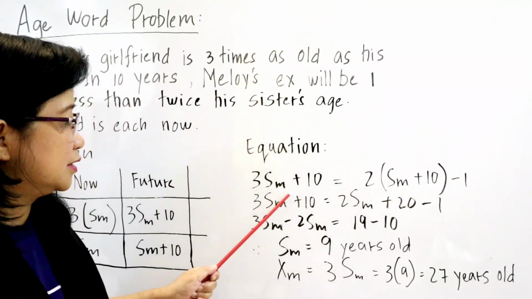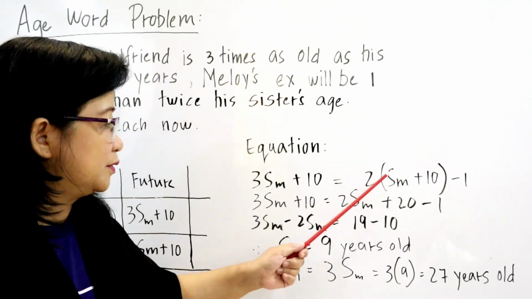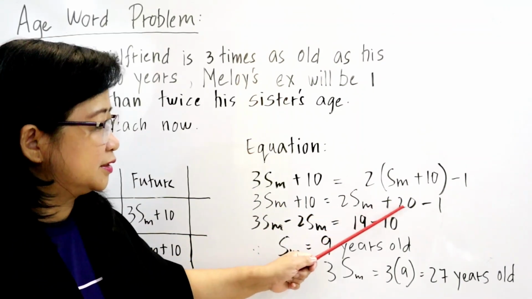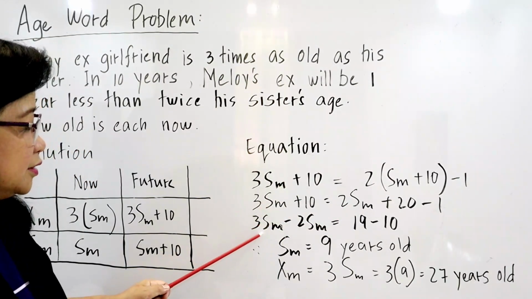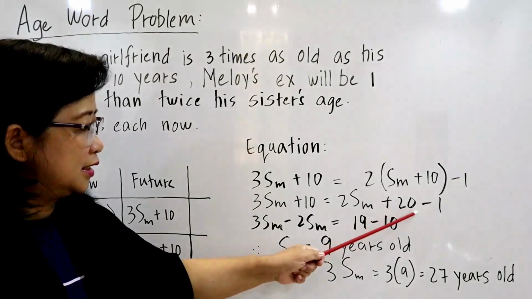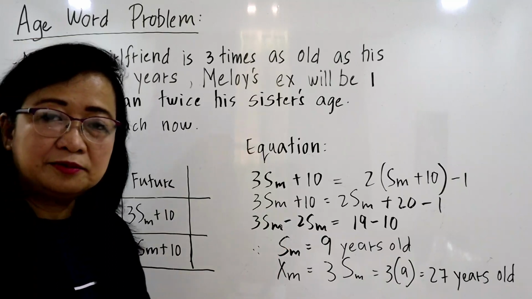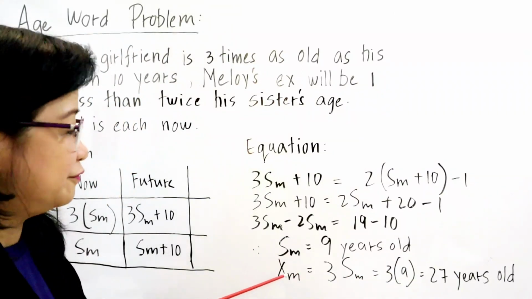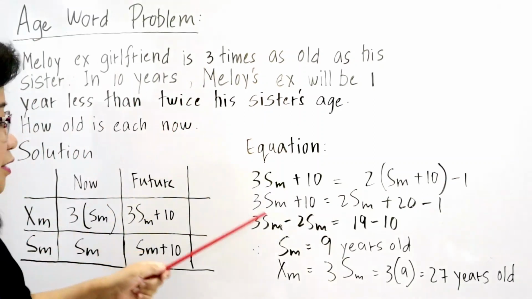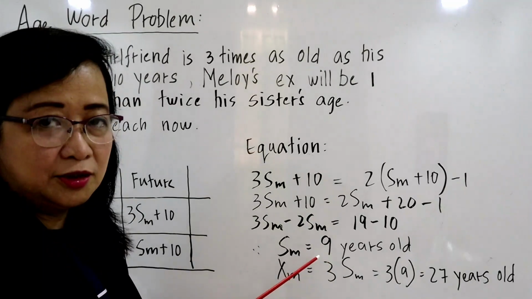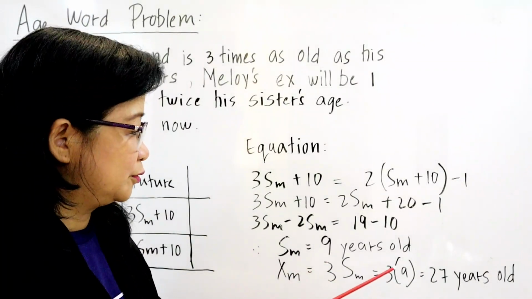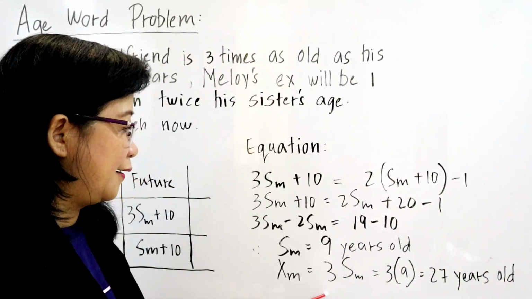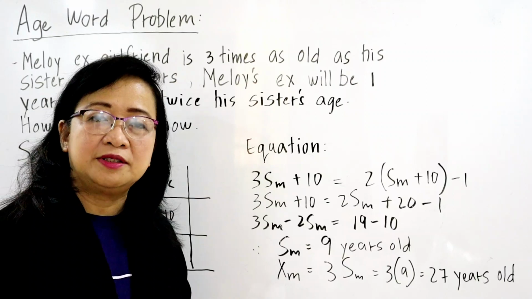From here we can see there is only one variable, which is SM. So we can solve this, simplifying all of it. 3SM plus 10 is equal to 2SM plus 20 minus 1. Now transfer this here. So 3SM minus 2SM is equal to 19 minus 10. The age of Miloy's sister is 9 years old, and for his ex-girlfriend, it is 3 times as old as his sister, so we multiply the age of his sister by 3. 3 times 9 is equal to 27 years old. So the sister of Miloy is 9 years old, and the ex of Miloy is 27 years old.